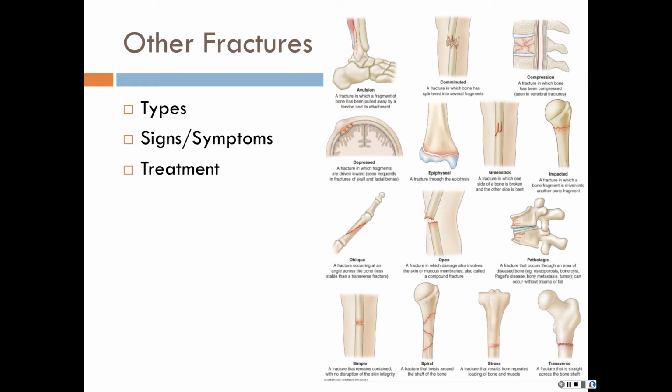Spiral fracture is where the bone is twisted. Stress fracture, a lot of times those are from repeated injuries. So runners get this a lot. People walking a lot, those people get stress fractures. So those are the types of fractures that I want to pay attention to. There's a few other ones you can read about.